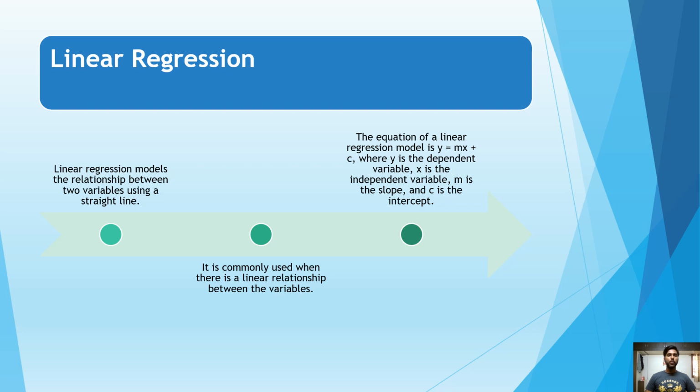Now let's see linear regression. Linear regression models the relationship between two variables using a straight line. It is commonly used when there is a linear relationship between the variables. The equation of the linear regression model is y equals mx plus c, where y is the dependent variable and x is the independent variable. m is the slope and c is the intercept.